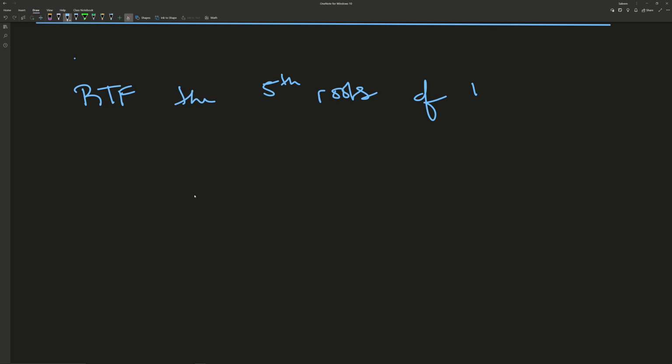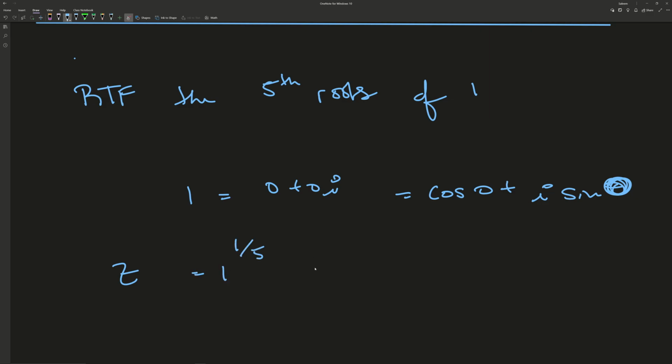So what do we know? I know that I have 1, which is the same thing as 0 plus 0i, which is the same thing as cos of 0 plus i sine 0. Oh, 0, not theta. So what do I need to find now? I need to find z is equal to 1 to the power of one fifth, of cos of 0 plus 2k pi upon 5, instead of 3. And the same as this here, 0 plus 2k pi upon 5.